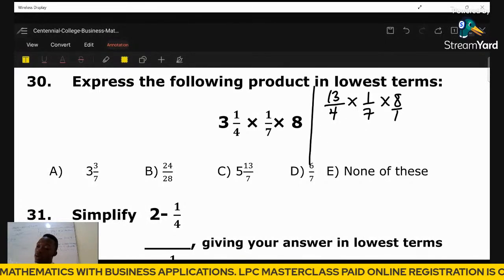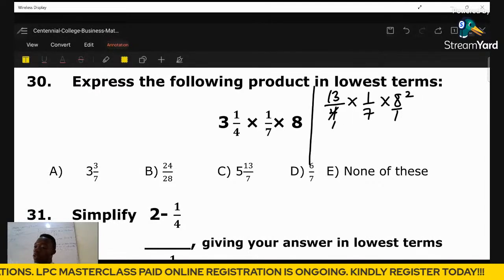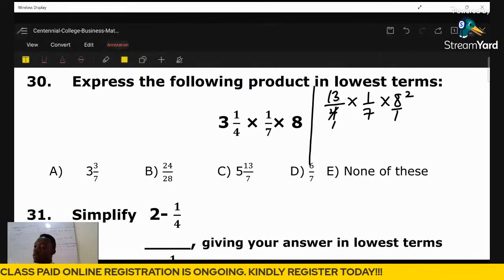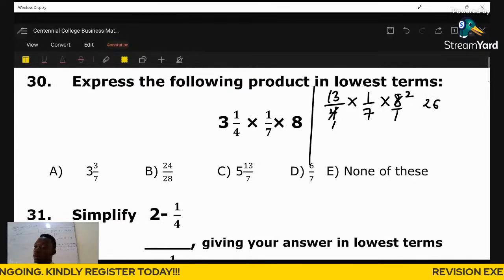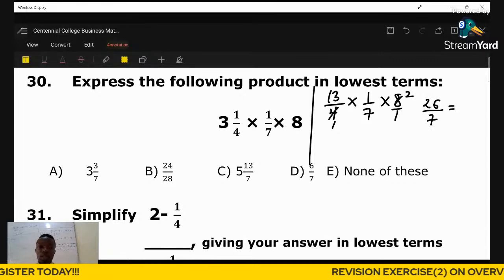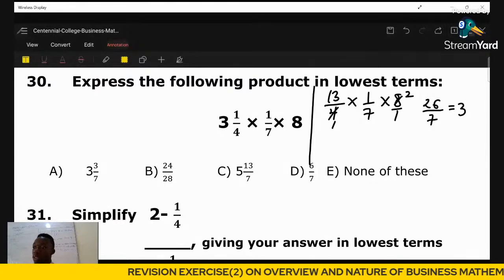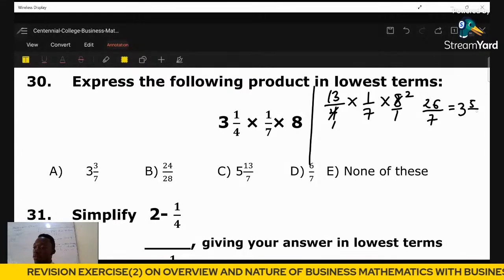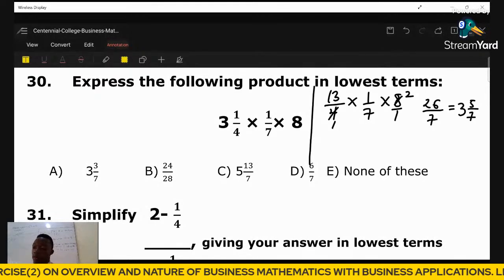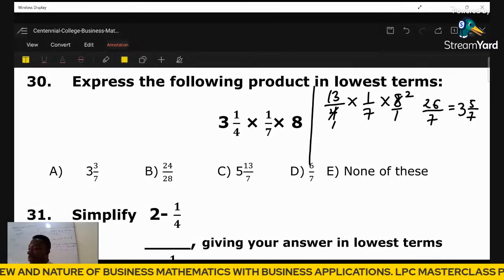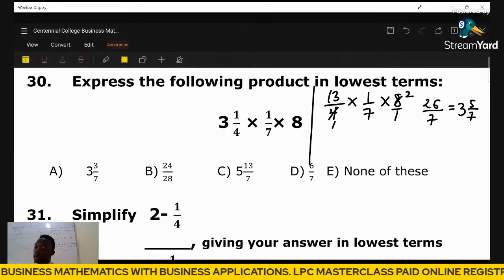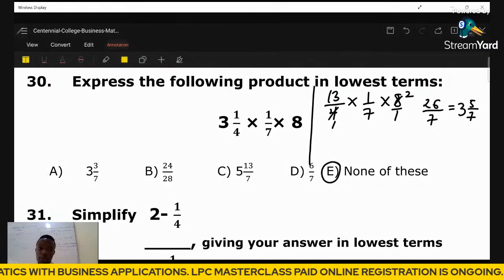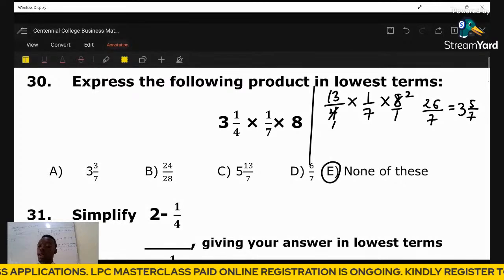So 4 goes into 8 how many times? 2. So we have here 2, and 4 goes into itself 1. When you multiply 13 by 2, we are getting 26. So we have 26 out of 7. And that should fetch you, 7 goes into 26 how many times? That should be 3 whole number, that is 21. So 3 whole number, 5 out of 7. And do we see that as an option in here? That is no. So we go for none of these. So let's take note of that.